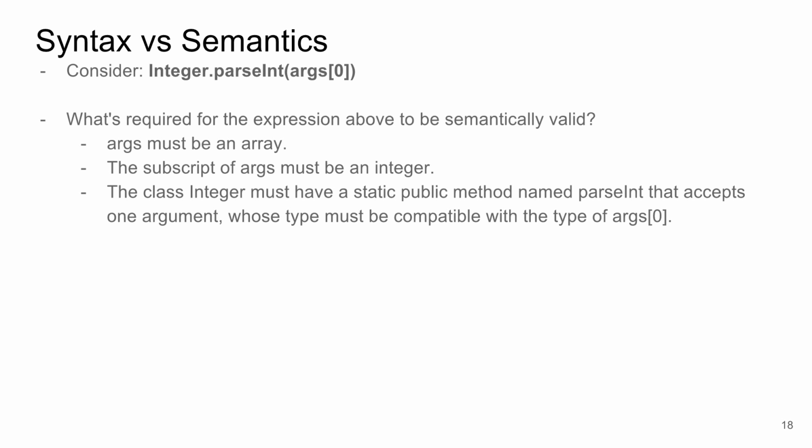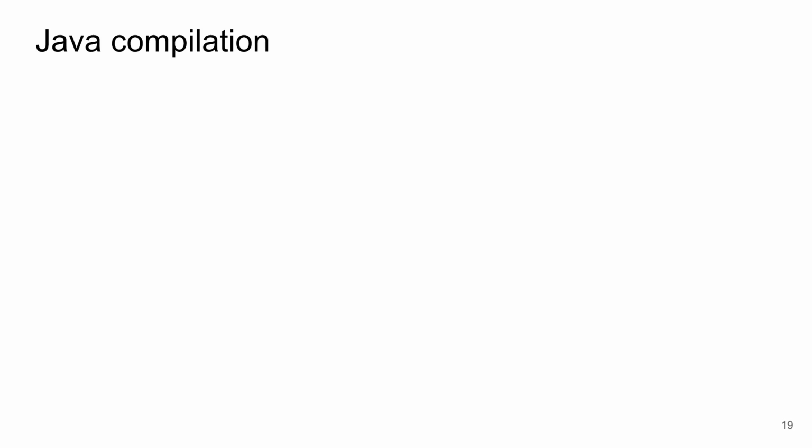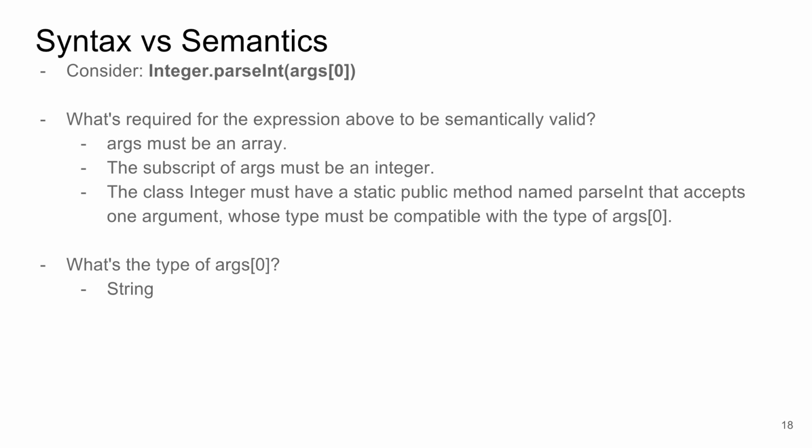So, these are some things that are different from syntax because you could have any valid statement within here, right? Maybe this 0 in here is a variable, but for it to be semantically correct, that variable would actually have to be an integer. So what's the type of arg0? It's a string, so that means that this expression is semantically correct, because it follows all of these things.